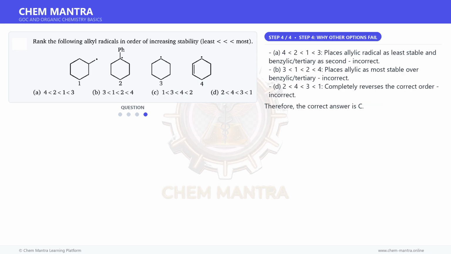And for the final step, A, 4, 2, 1, 3, places allylic radical as least stable and benzylic tertiary as second, incorrect. B, 3, 1, 2, 4, places allylic as most stable over benzylic tertiary, incorrect. D, 2, 4, 3, 1, completely reverses the correct order, incorrect.